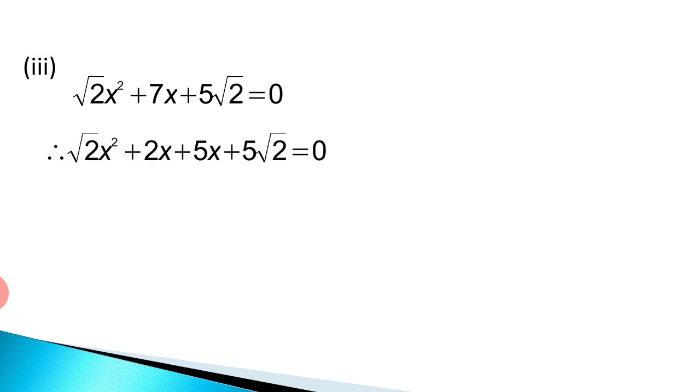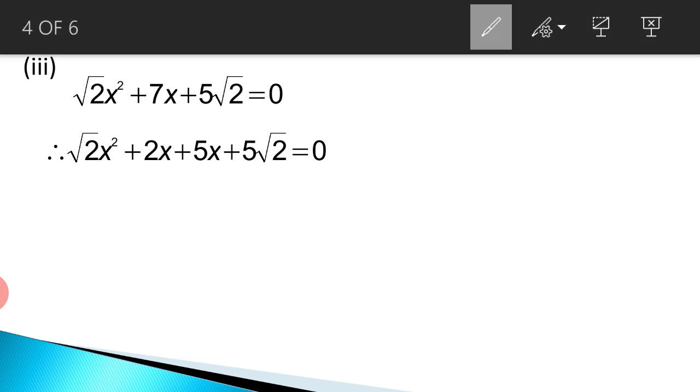So we get root 2x square plus 2x plus 5x plus 5 root 2 is equal to 0. 2x plus 5x is 7x. Are you getting? Now here we have to take common. So from the first two terms, root 2x square plus 2x, I'll rewrite it.